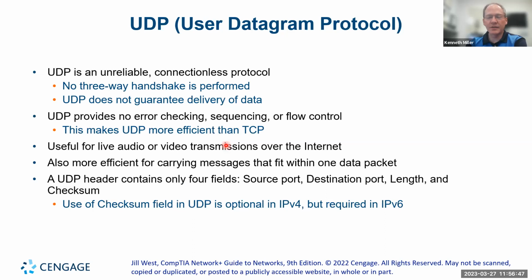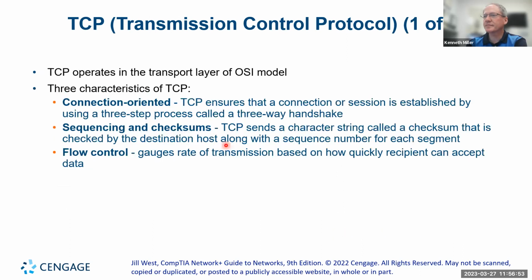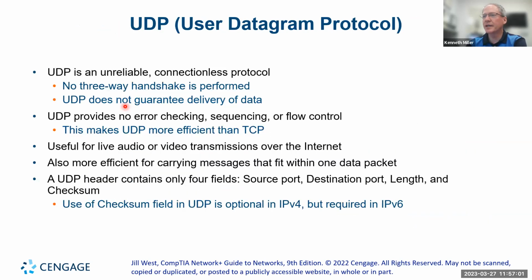Now, UDP is an unreliable connectionless protocol. TCP is a connection-oriented protocol, which means it guarantees delivery, whereas UDP is not connection-oriented, it's connectionless. So it just attempts to deliver the information one time, and that's it. If you get it, you get it. If you don't, then you need to do something about it.